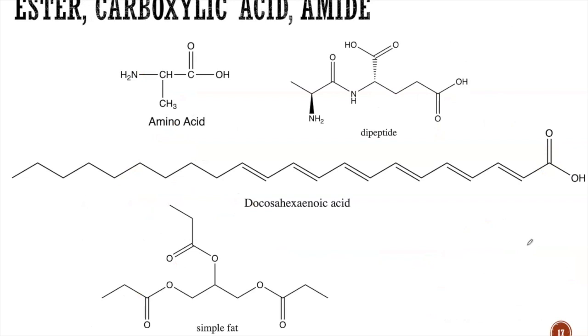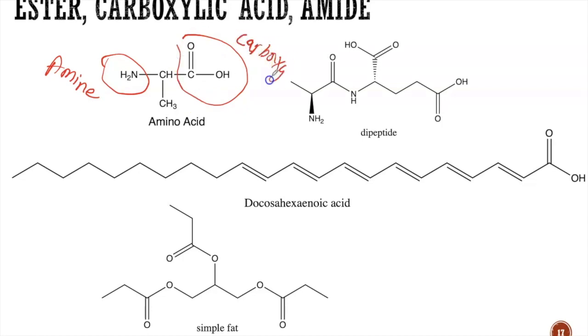Next, we look at the ester, carboxylic acid, and amide. Now, at the top is one of the more important small molecules for biological systems. This is called an amino acid. It's referred to as an amino acid because there are 2 major functional groups that you have here. Here is the amine functional group on the amino acid. And on this side, you have the acid, the carboxylic acid functional group.